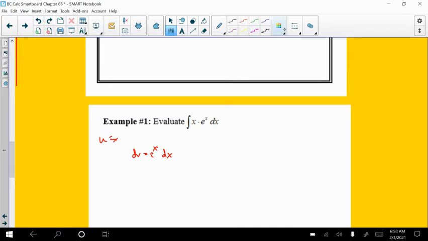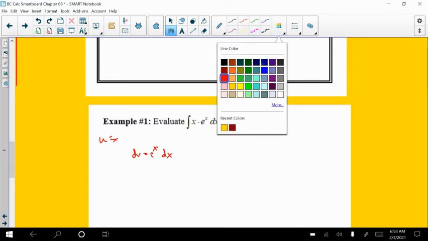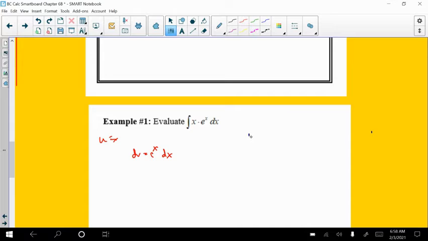I could have also, just to contrast that, said, well, what if I let u be e to the x, and then dv is equal to x dx, right? That's my choices. I've got two things: the x, or an x dx, and e to the x, or e to the x dx. So we can look at both ways and see why one is better than the other.